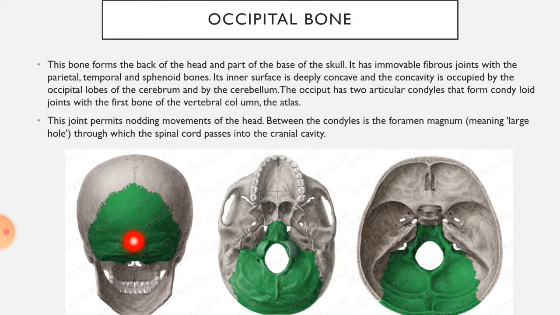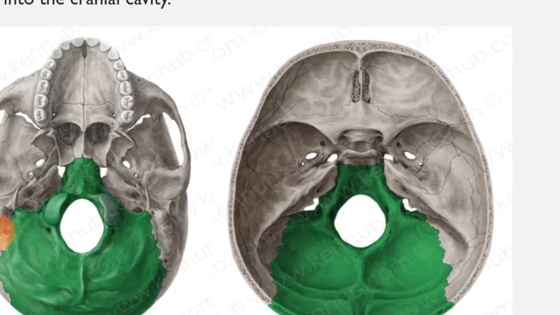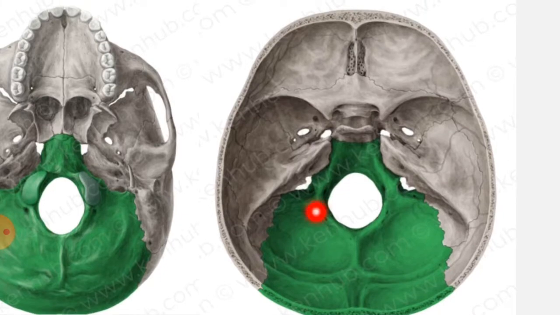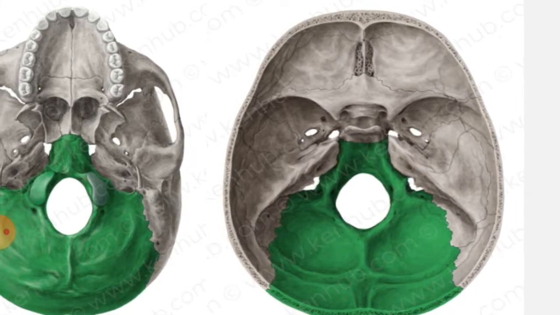This protuberance here is called the external protuberance of the occipital bone, and you can feel it behind your head. And the occipital bone, as we have already discussed, forms the base of the skull as well, and this mostly forms the posterior part of the base of the skull, or the posterior cranial fossa, and it accommodates the cerebrum and cerebellar hemispheres, and that's why these are concave.